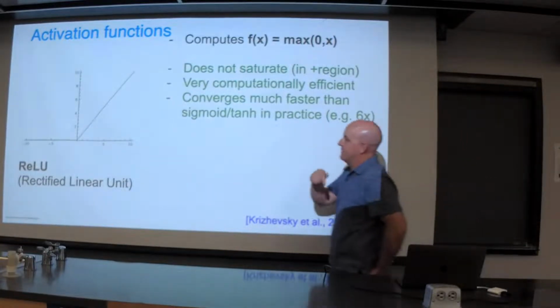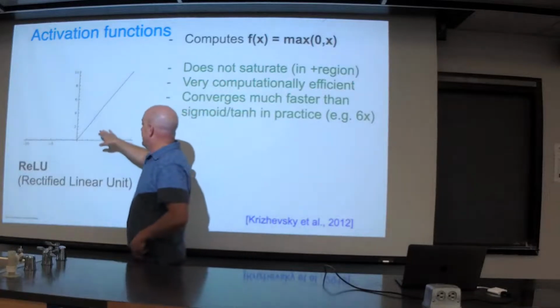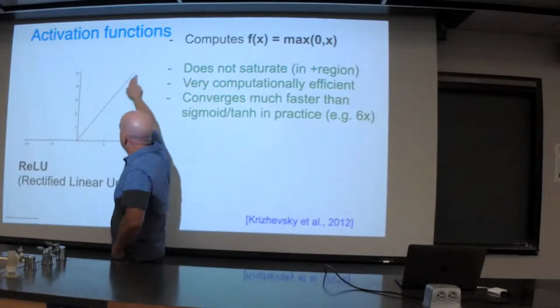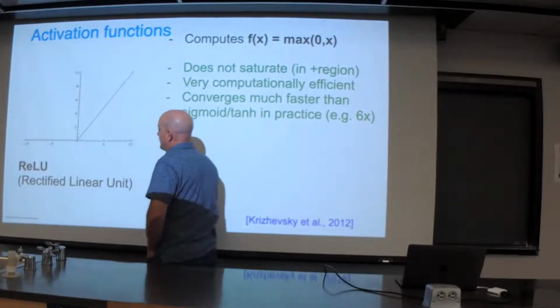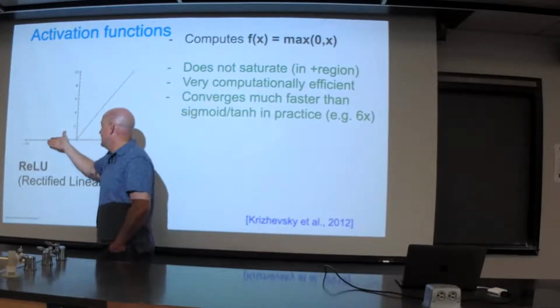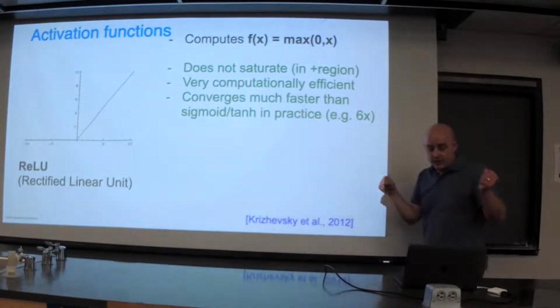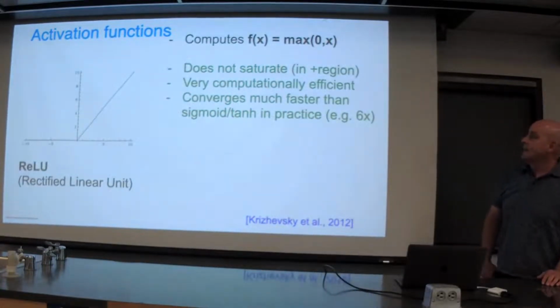So if you think of a single input, when your input is greater than 0, you're just x. You're just this line with slope 1. And then if you're less than 0, you are just 0. Okay?